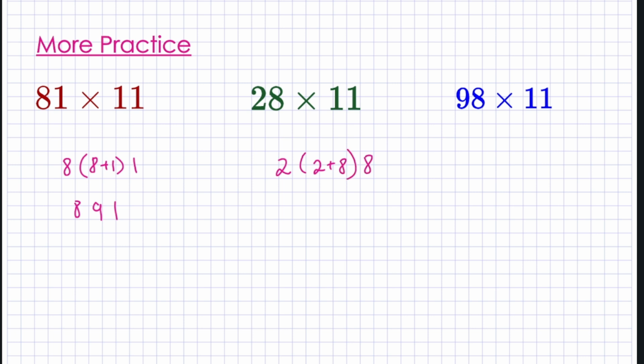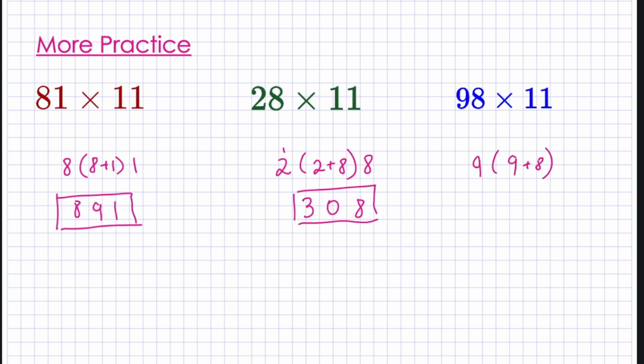But 2 plus 8 is 10. So the 8 will stay, and only the 0 from the 10 will stay, and the extra 1 from the 10 will be added to the 2. So we'll have 308. And finally, 98 times 11, split up the 9, add 9 plus 8, and keep the singles 8.